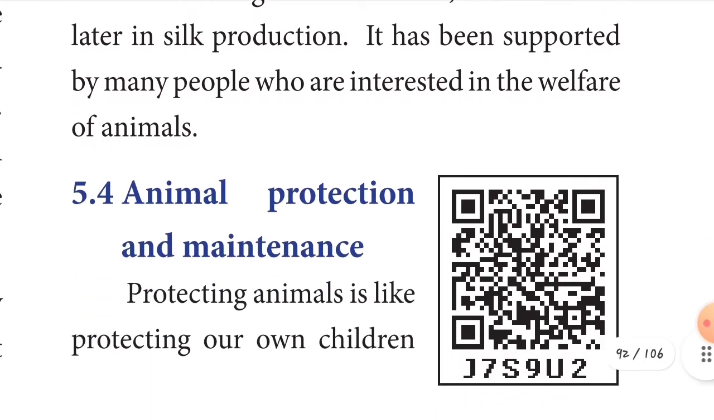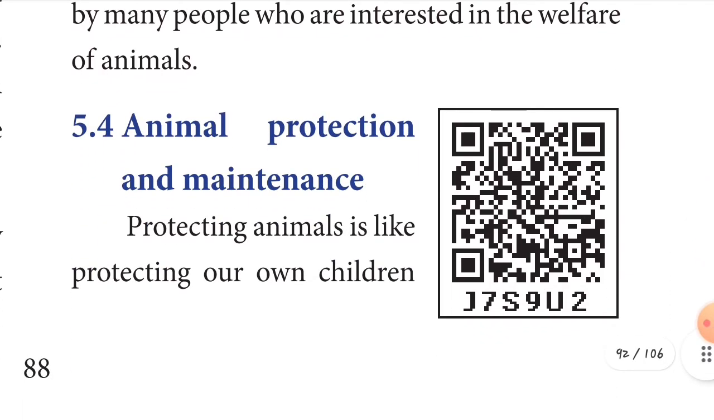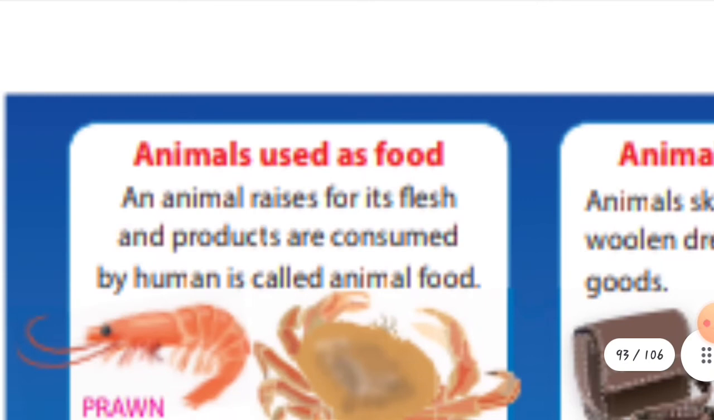And the next one is animal production and maintenance. How do they protect and maintain? Production of animals is like raising our own children. So you have to maintain them the way you maintain and protect your own children.